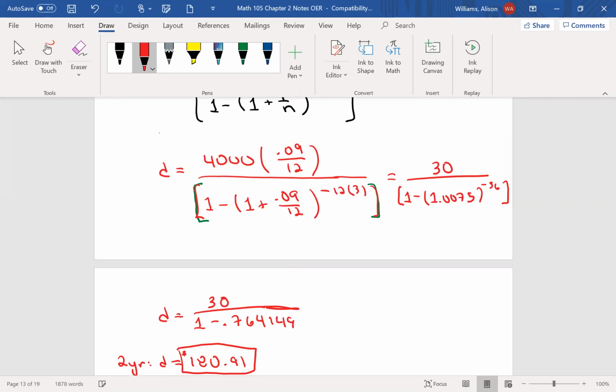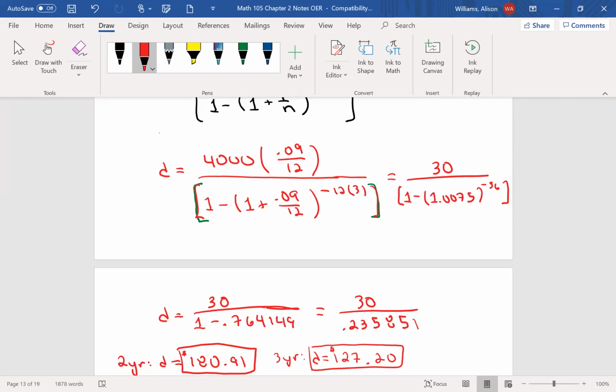So I'm getting 0.764149 there. I'll include all of those. Okay. And then we're going to do 1 minus that number. 30 over 0.235851. Okay. And now we'll do our final step here for the 3-year loan. So 30 divided by that number, I'm getting 127.20 when rounded. All right, so that's what I'm getting.